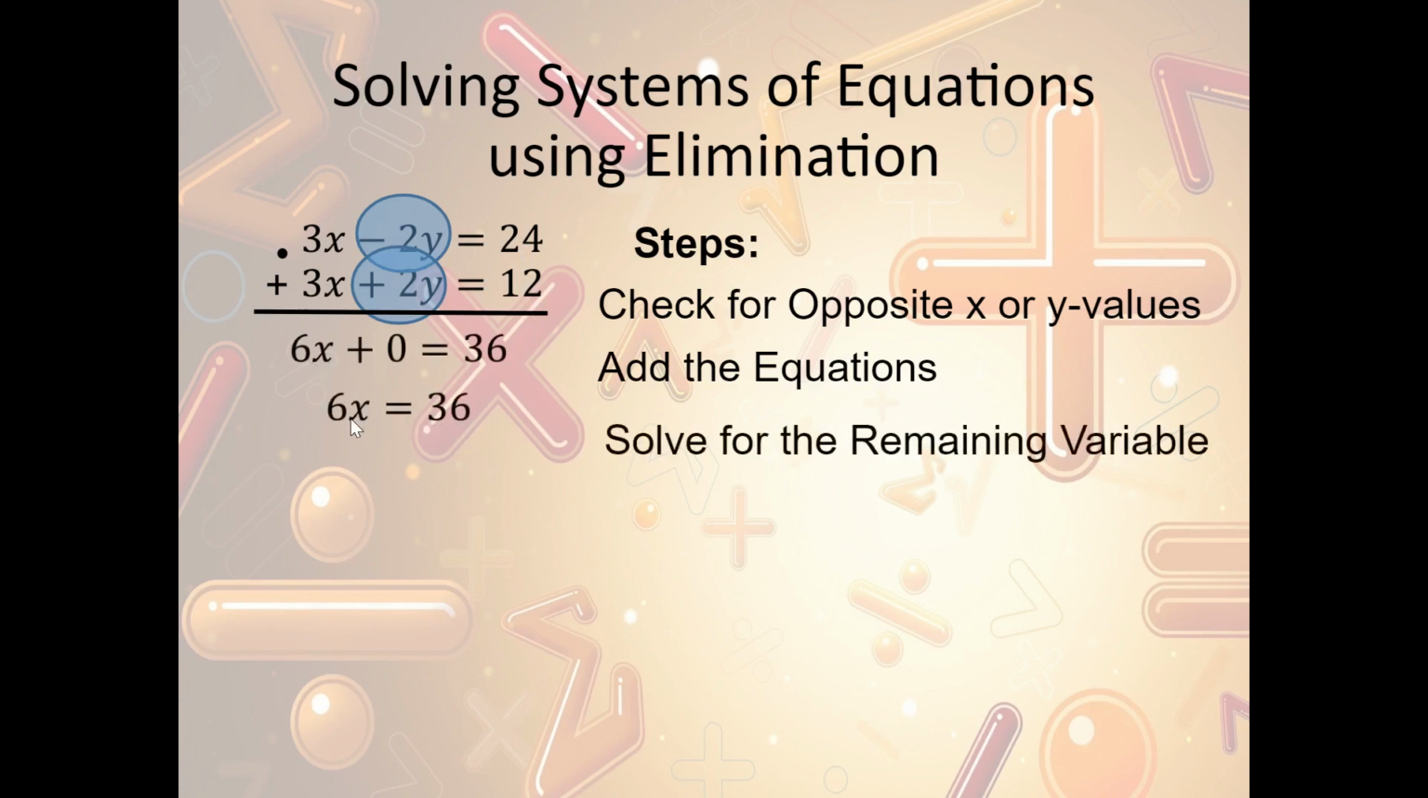Now we're going to solve for x. So 6 is being multiplied by x, so I undo it by dividing. We divide both sides by 6, and we get x is equal to 36 divided by 6, which is 6. So that's x. Now we know the x coordinate of where they cross, but now we need to get the y coordinate.